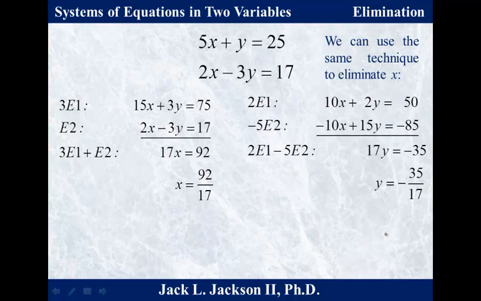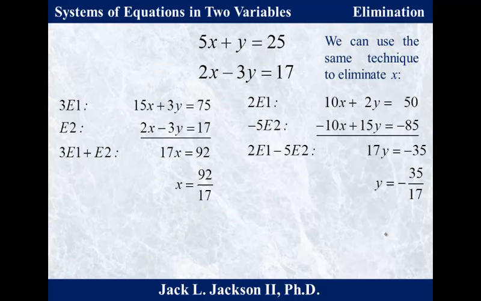Well, we need to bump these up. 5 and 2 are the coefficients. We need to bump up to a common multiple. Say the least common multiple would be 10, and I need to make one of them 10 and one of them negative 10. So if I multiply equation 1 by 2, that'll give me a 10x, and then I need to multiply equation 2 by negative 5, that gives me negative 10x.